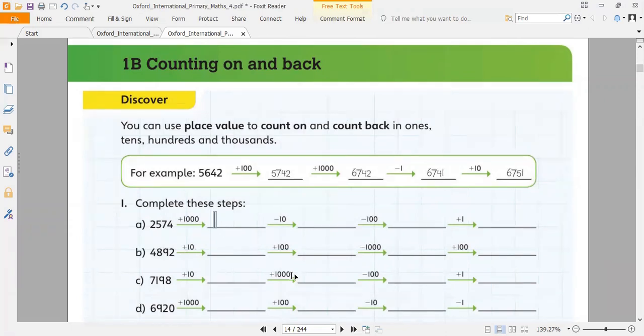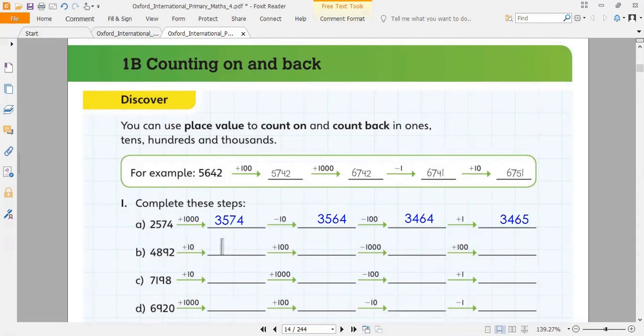So we will do the first question, that is 2,574. Plus 1,000 will be 3,574. Here will be minus 10, 3,564. Here will be minus 100, 3,464. Plus 1 will make it 3,465.